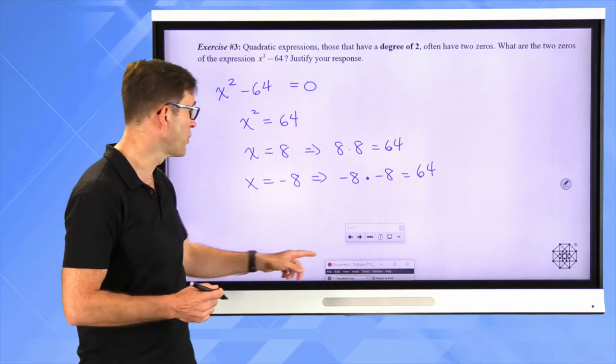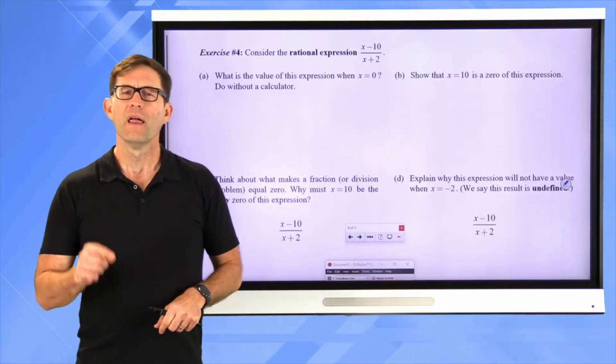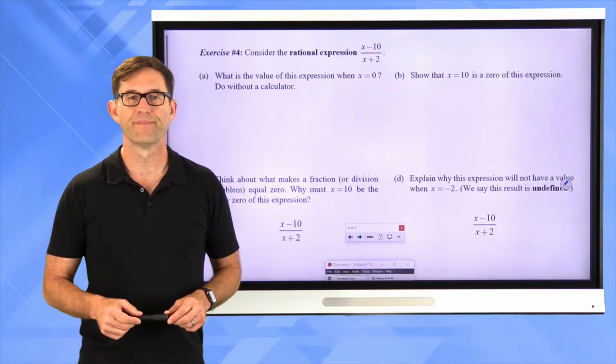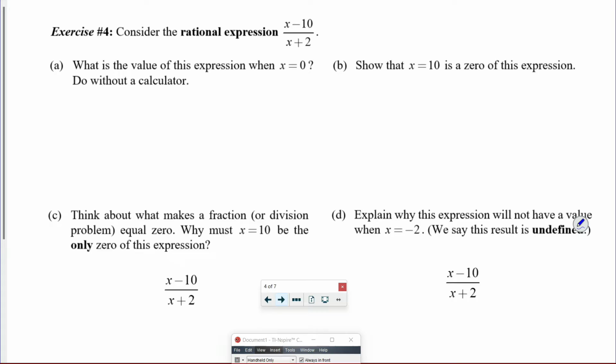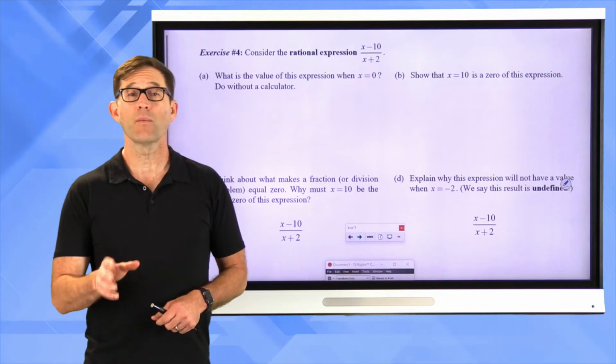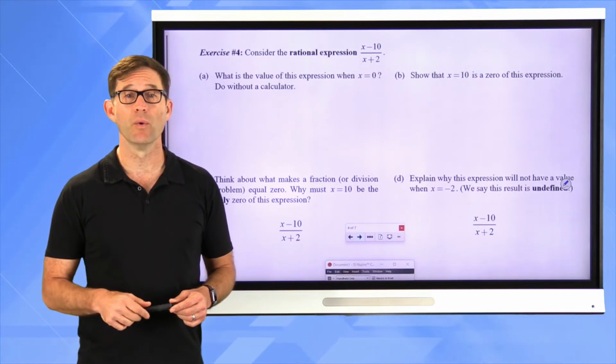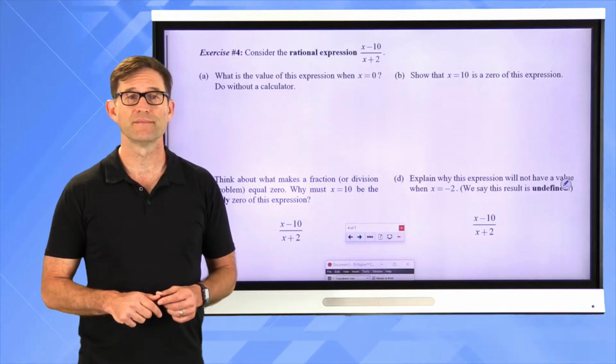All right, let's keep working with more expressions. Now, let's take a look at exercise number 4, where we look at a different type of expression. Consider the rational expression x minus 10 divided by x plus 2, or x minus 10 over x plus 2, as we often say. Letter A, what is the value of this expression when x is equal to 0? Do without a calculator. All right, yet again, what I'd like you to do is pause the video and see if you can figure out what this expression is equal to when x is equal to 0.